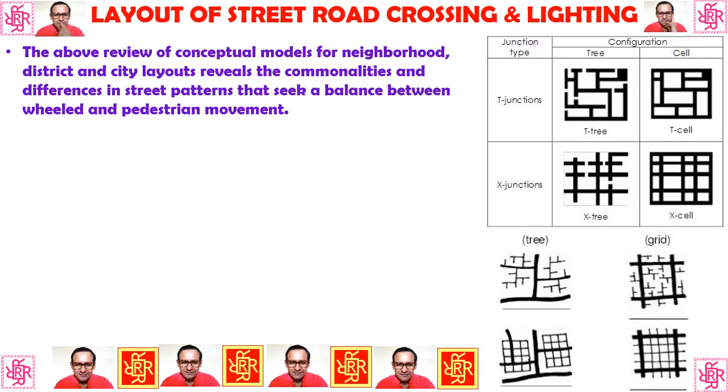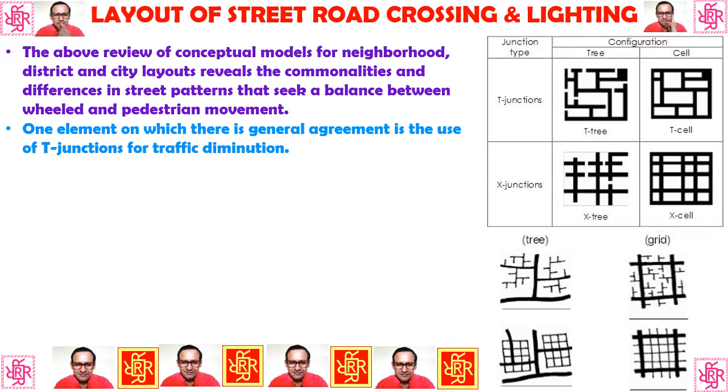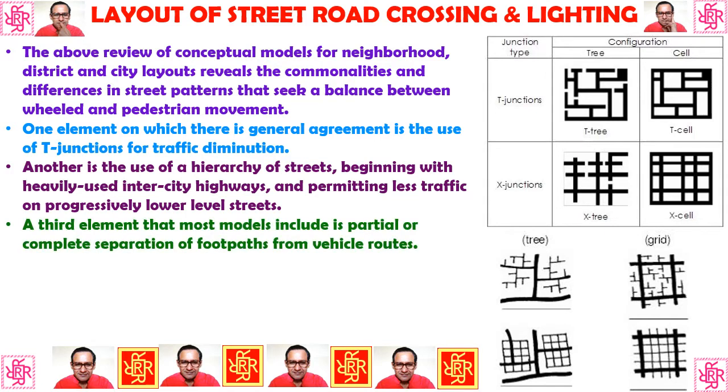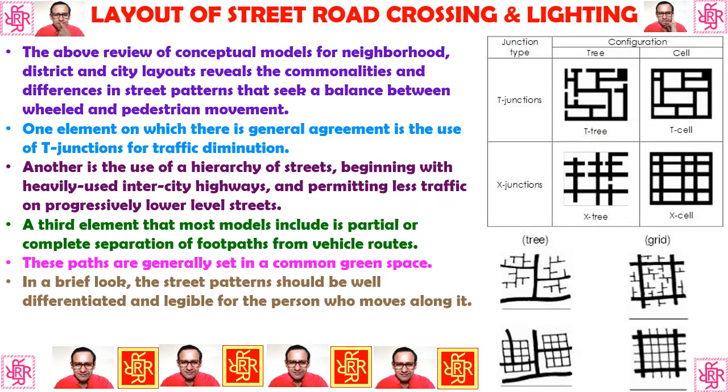The above review of conceptual models of neighborhood, district, and city layouts reveals the commonalities and differences in street patterns that seek a balance between wheeled and pedestrian movement. One element on which there is general agreement is the use of T-junctions for traffic diminution. Another is the use of a hierarchy of streets, beginning with heavily used intercity highways and permitting less traffic on progressively lower level streets. A third element that most models include is partial or complete separation of the footpaths from the vehicle routes. These paths are generally set in a common green space.